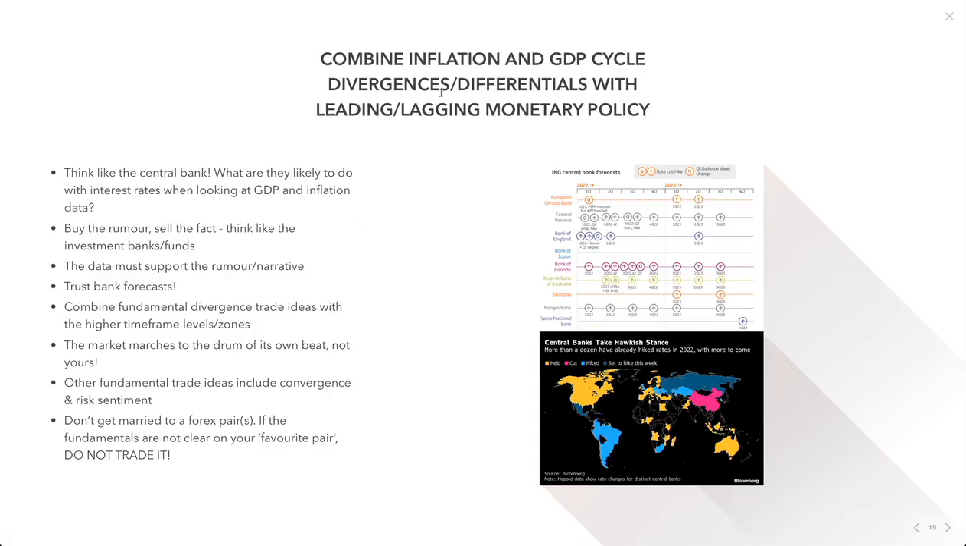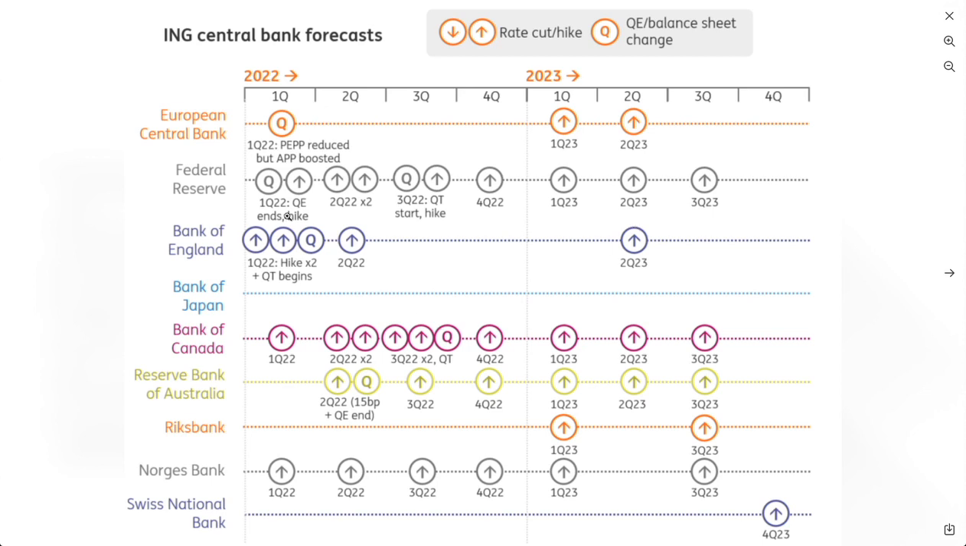So just to round off now, because I've been doing this for an hour and I wanted to keep this around about an hour and a half or so, hour 45. So combine inflation and GDP cycle divergences and differentials with leading and lagging monetary policies. So leading and lagging monetary policy, yeah? Now, one of the things you must look towards is divergences as well as leading and lagging policy. I don't know why I can't say lagging properly. Anyways, with leading and lagging monetary policy, let me just explain this.